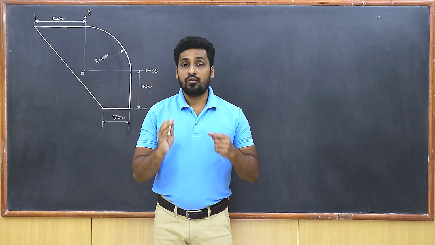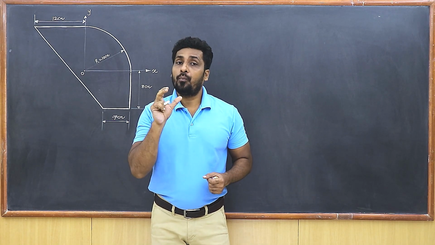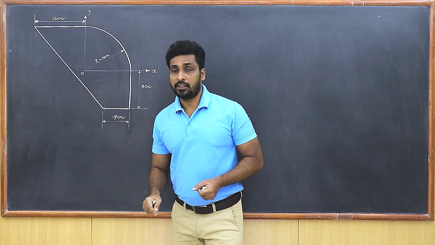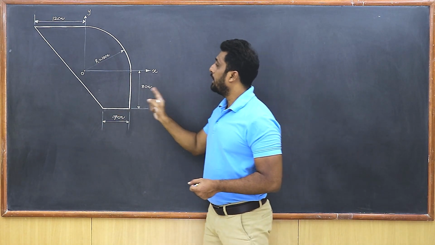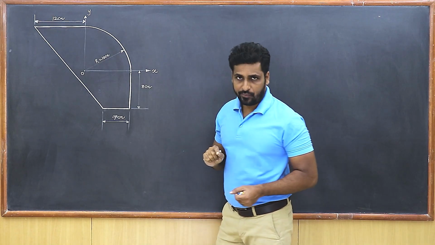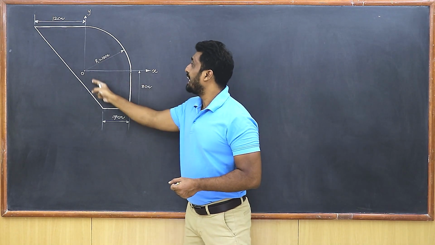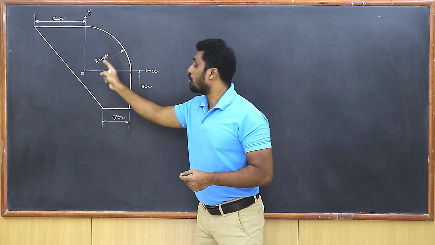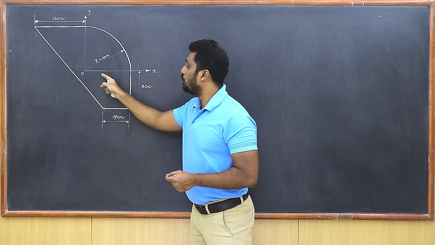Now that you have understood the concept of shift of origin, we are going to apply this concept to solve some questions. Now look at the very first question based on the concept. Over here, you can see that there is some composite shape given to us and you are given the x and the y axis.